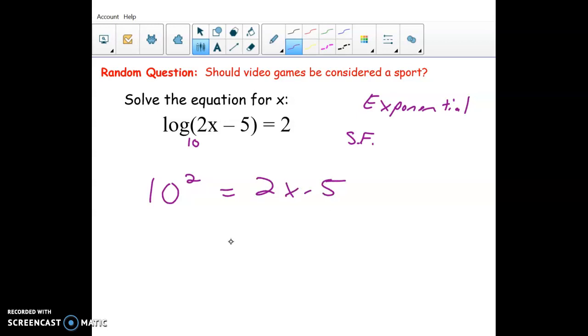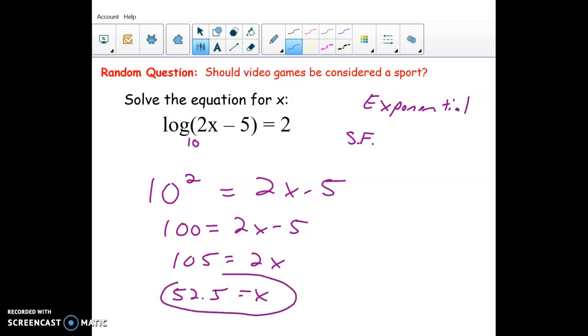Okay, and that's really it. If you can switch forms effectively, this is not that bad. 10 squared is just 100, and then add 5 to both sides, divide by 2, and that would be 52 and a half. Right? And that will be our answer.